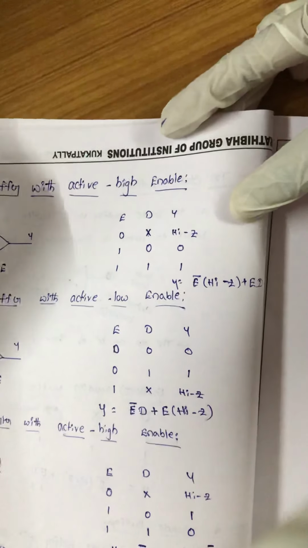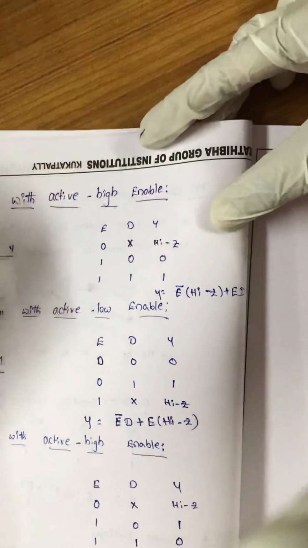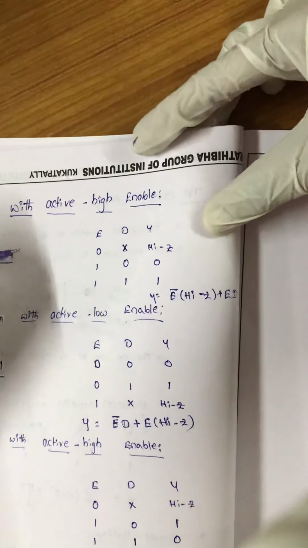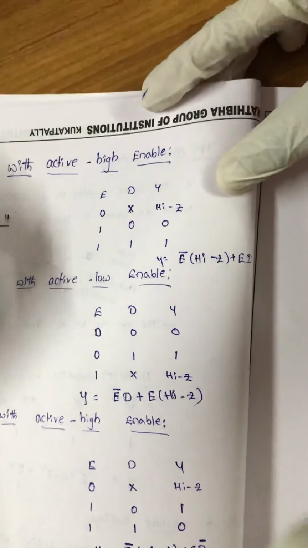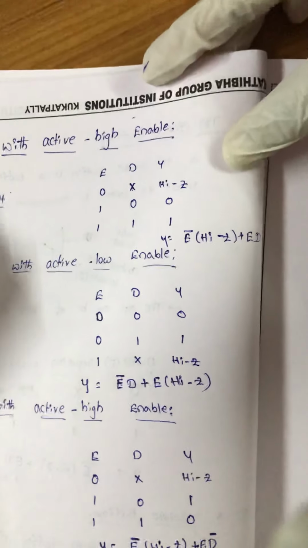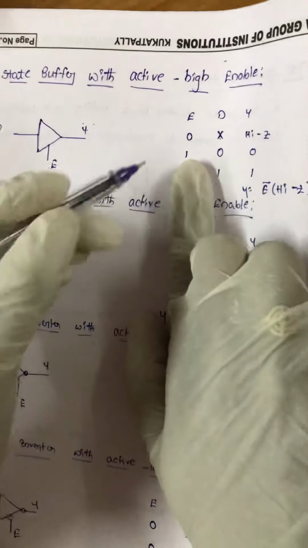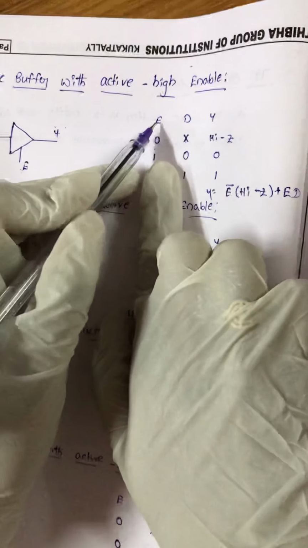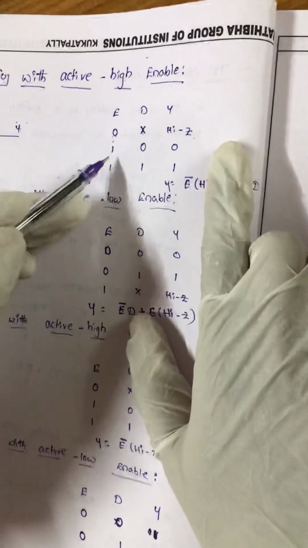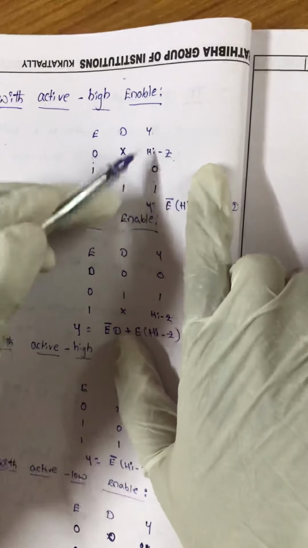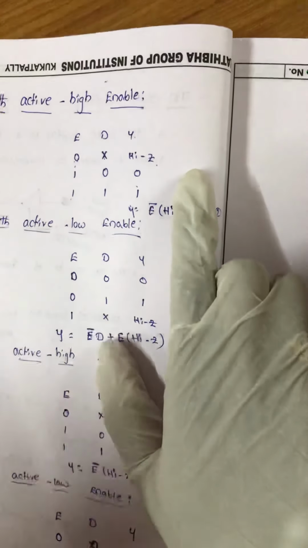So first one is the tri-state buffer with active high enable. Buffer means no bubble. Tri-state buffer, 3 states. D is the input, Y is the output, E is enable. We already mentioned active high, so active high means E is directly connected. Okay, so first 0 condition: E equals 0. In this condition high impedance is generated. Okay, so 1 1 condition: D is 0, Y is 0. D is 1, Y is 1. Okay, so this is the first condition.